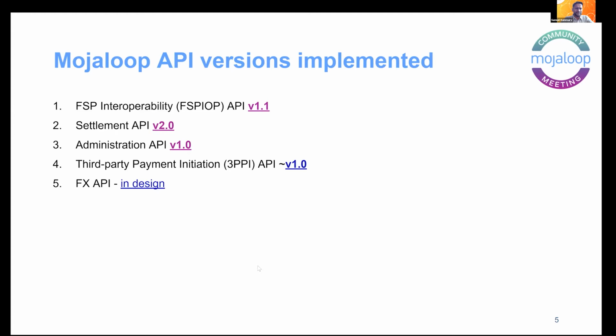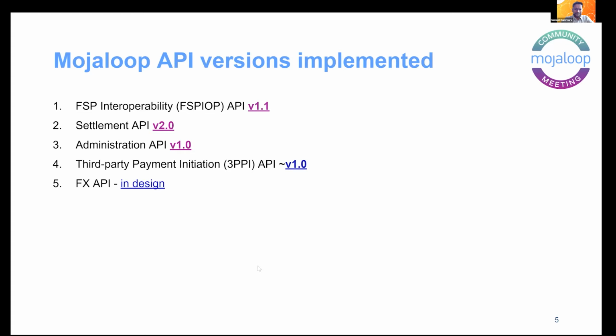And then we have the settlement API version 2.0, which has continuous gross settlement, deferred settlement, and support for multiple currencies as well. There is actually a settlement V3, which is currently in design, as Michael Richards is leading the design and that work stream. We have the administration API version 1.0, which is actually being enhanced as well.